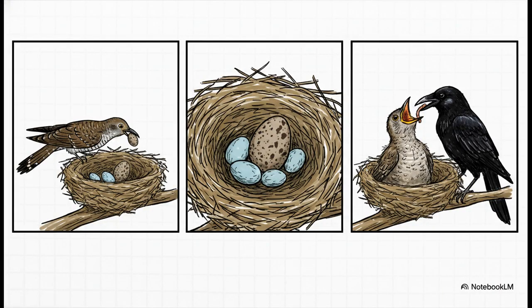And speaking of devious strategies, you have to hear about brood parasitism. The cuckoo doesn't even bother building a nest. No, it just lays its eggs in a crow's nest. The poor, unsuspecting crow then raises the cuckoo chick, a lot of the time at the expense of its own babies. It's a brilliant, if maybe a little ruthless, evolutionary shortcut.